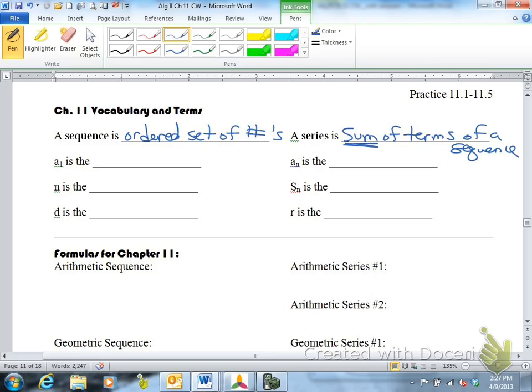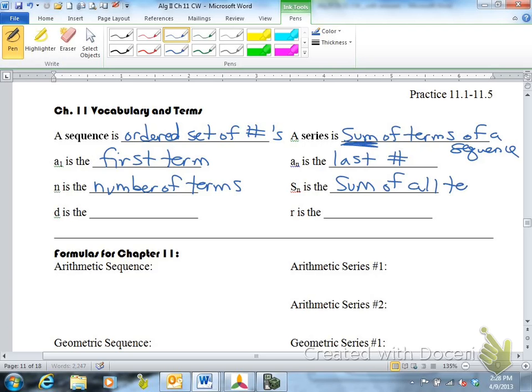So if you're asked for a sum, you use the series formula. If you're told it's a series, then you need to find the sum. A sub 1 is the first term, or the first number. A sub n is the last term, or the last number. N is the number of numbers, the number of terms. S sub n is the sum of all the terms.